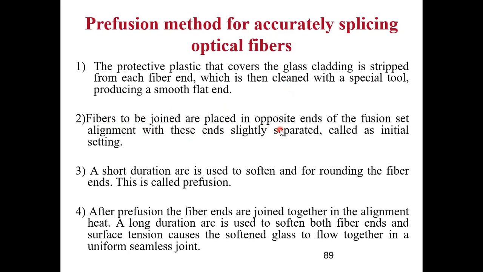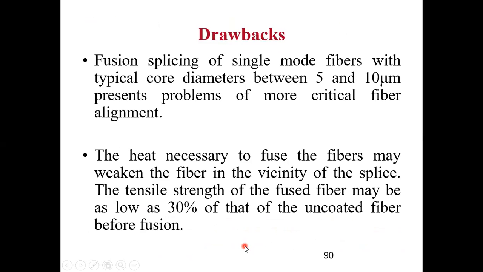Fibers to be joined are placed in opposite ends of the fusion set in alignment with the ends slightly separated. So that is my initial setting. It is explaining all those 4 steps. A short duration arc is used to soften and round the fiber end. This is called prefusion. After prefusion, the fiber ends are joined together in the alignment heat. A long duration arc is used to soften both fiber ends, and surface tension causes the softened glass to flow together in a uniform seamless joint. Okay, so the drawbacks we will see later.